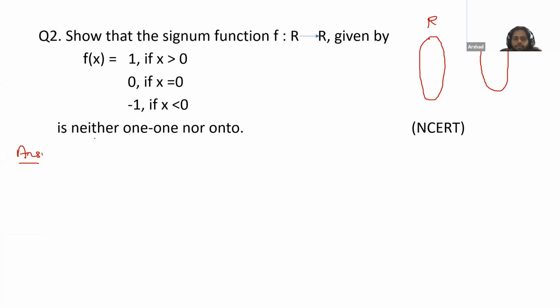So this is R and this is R. Neither one-to-one nor onto. Can you give me any two numbers for which you are getting the same image? Anyone can tell me? Shravya, can you tell me any two numbers?